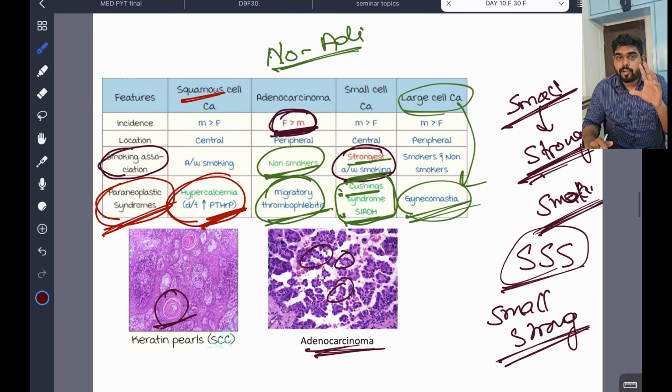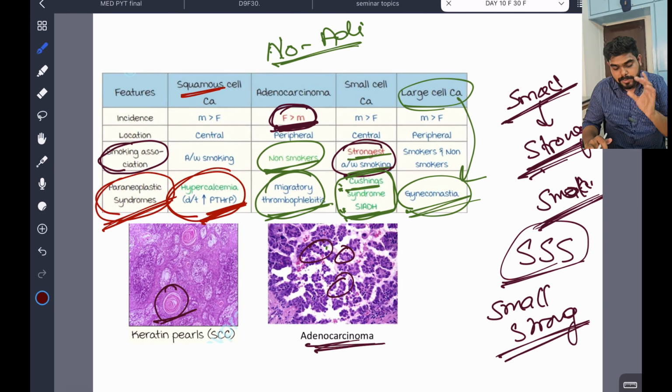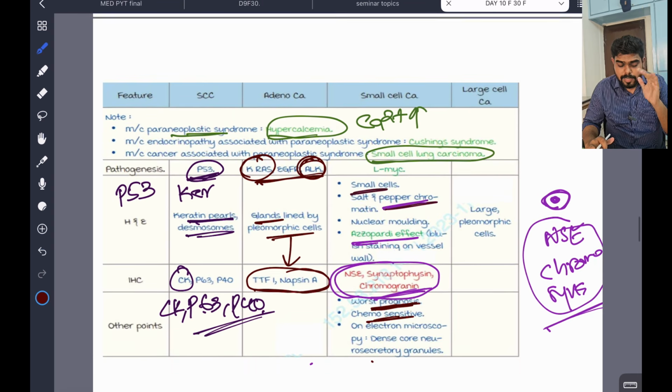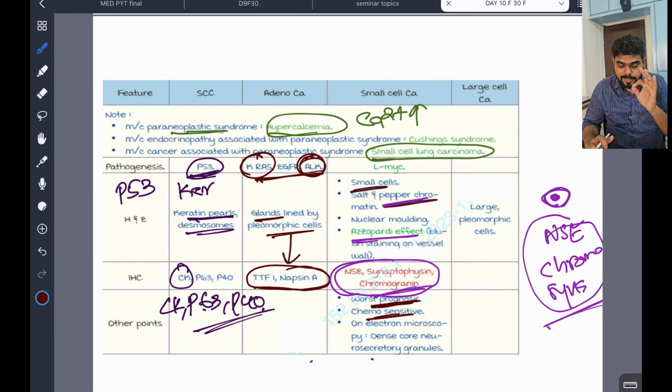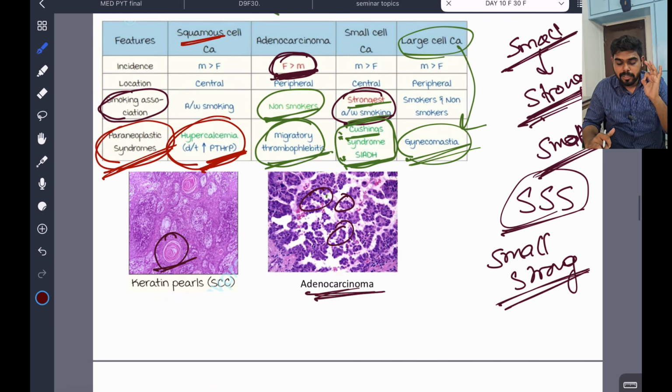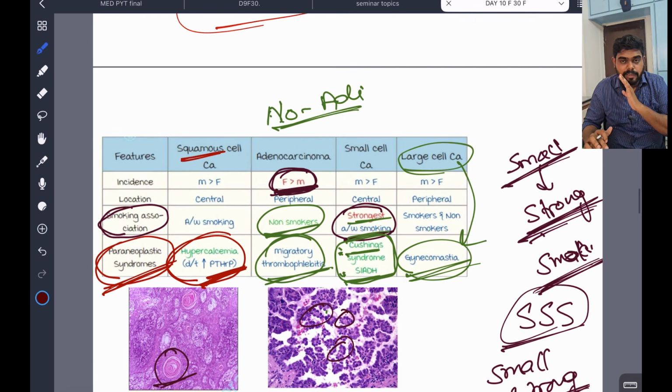When it comes to adenocarcinoma, glands lined by pleomorphic cells will be there. It has no relation to smoking; females are more commonly affected and are usually non-smokers. It can present with migratory thrombophlebitis. The markers are TTF-1 and Napsin. These two slides are very important for your carcinoma lung.